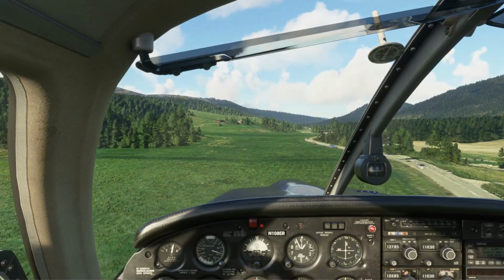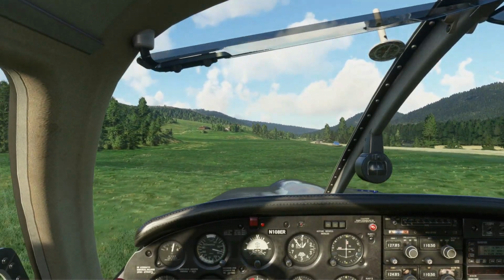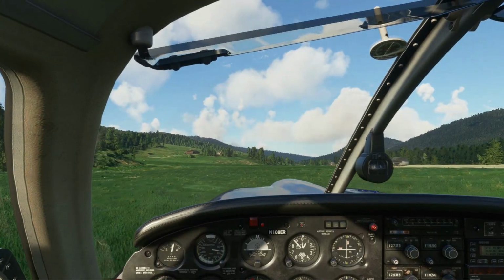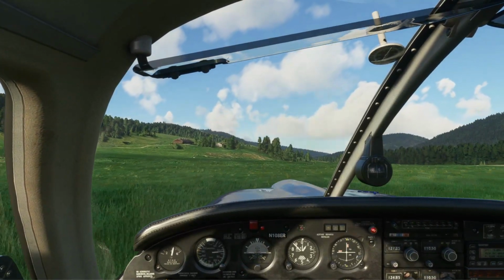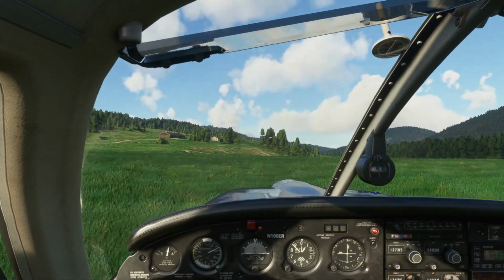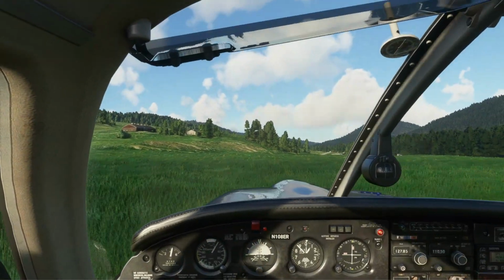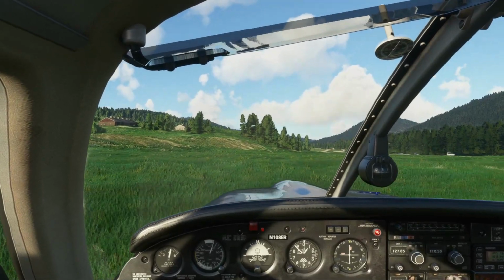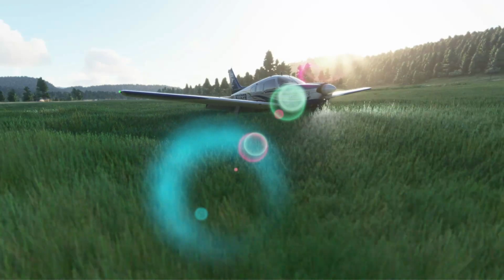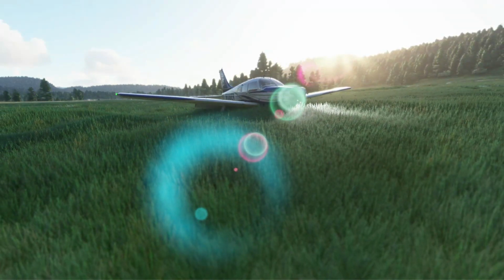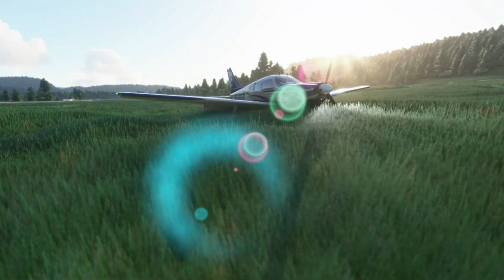Now prepare for a bumpy ride. Into the flare. We'll touch down. And essentially you just need to hold on for dear life. The aircraft will bring itself to a stop. And it's time to breathe a sigh of relief.